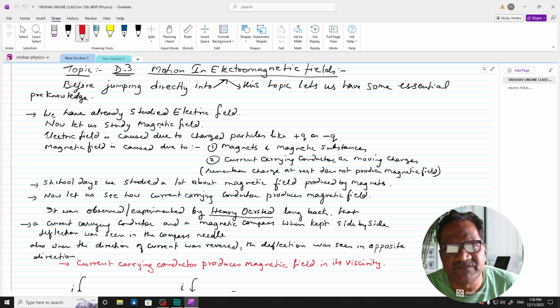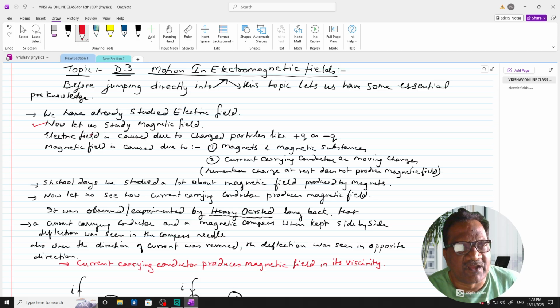See, basically in physics you have three fields that you have to deal with. One is the gravitational field, second is the electric field, and the third is the magnetic field. Today we are going to start studying the magnetic field. So this is our topic that we are going to start with.